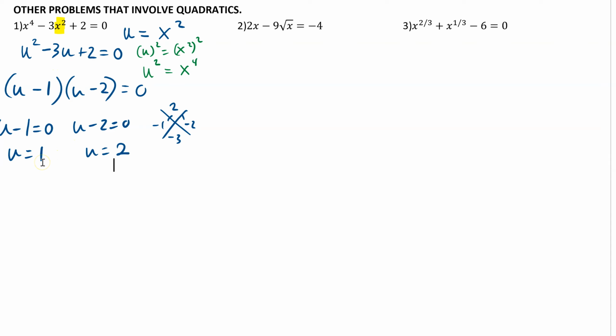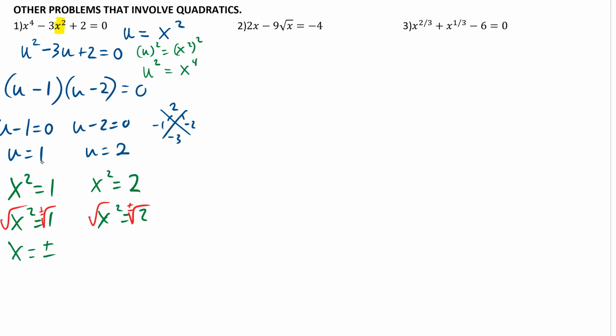And then now is part 2. We just replace the u back with the x squared, like that. See? And so now we can solve these for x, and these are the answers we're looking for. So it's a quick way to modify. Remember, plus or minus, plus or minus. So we get x equals plus or minus square root of 1 is 1, and x equals plus or minus the square root of 2. And those are our 4 answers.